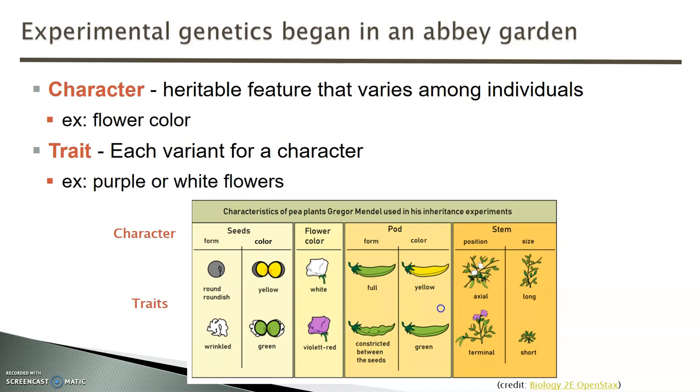And again, you can see here in this image all of the different things that Gregor Mendel was looking at. So he also looked at the color of the seed and the texture of the seed. So the color of the seed is the character, and whether it was yellow or green is the trait. So be careful as you are reading and as you are explaining what you are seeing as we go through this lab.